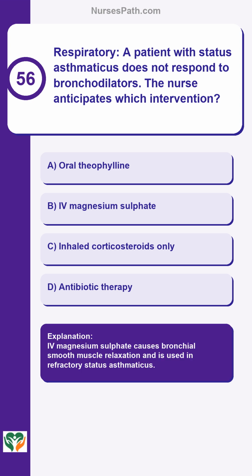Magnesium sulfate causes bronchial smooth muscle relaxation and is used in refractory status asthmaticus.